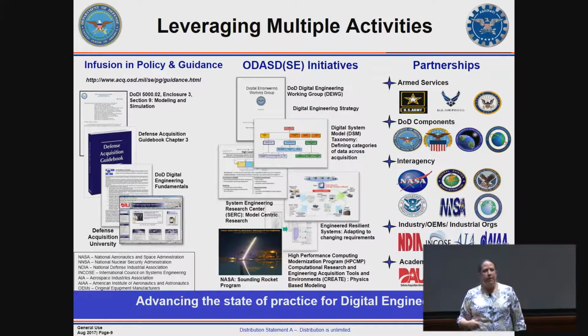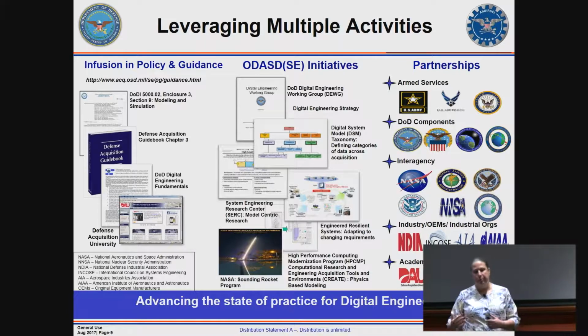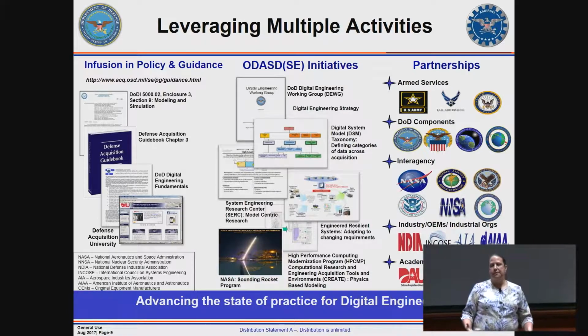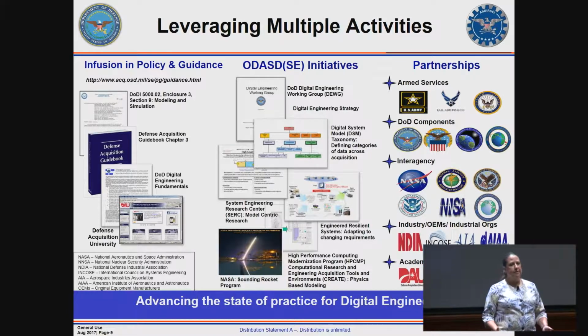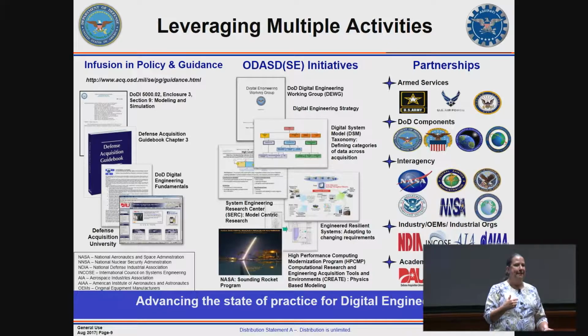Mr. Kendall, when he was the AT&L, took a Christmas break to rewrite the acquisition policy, which is 5000.02. And the story that was told to me was that in the system engineering enclosure, we were asked to put 4 sentences about the use of models and simulations. And the story was that Mr. Kendall had comments on every one of the paragraphs except ours. So I'm going to stick with that. I don't know if it's true or not.